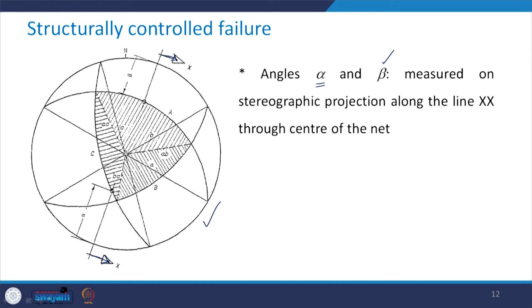So, this is how you see that it is obtained, that from this point in the direction perpendicular to this plane xx, wherever this is intersecting. So, this is how this angle alpha can be measured, and this is how the angle beta is measured from the stereographic projection along the line xx through the center of the net. So, you see this is how this xx line is passing through the center of the net.